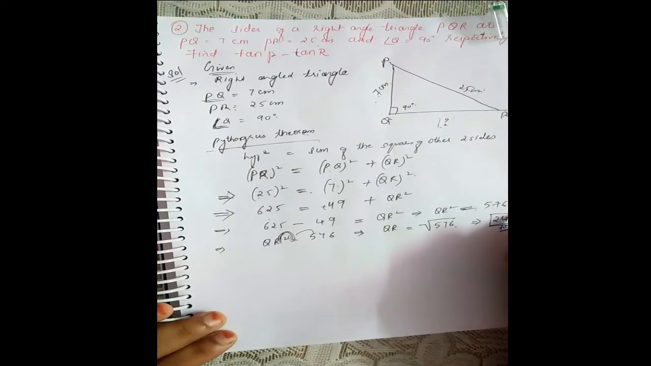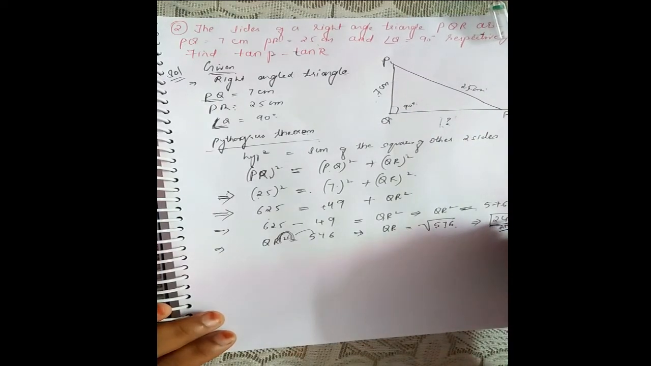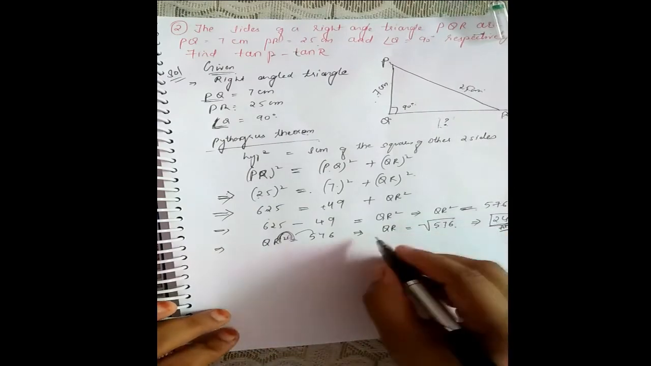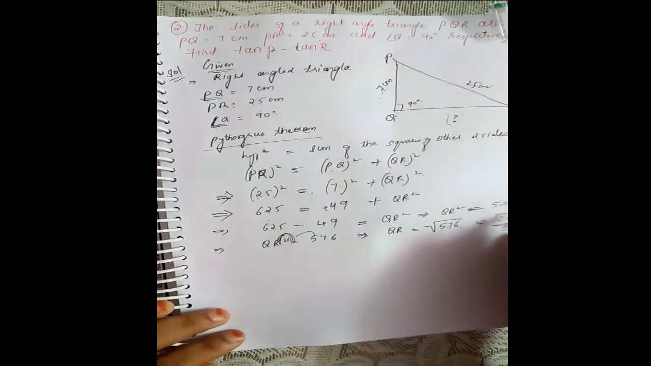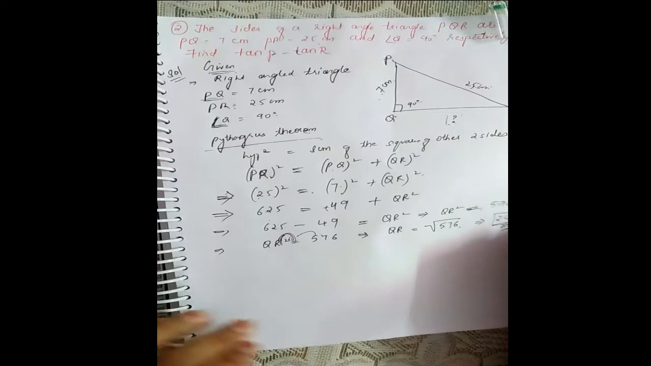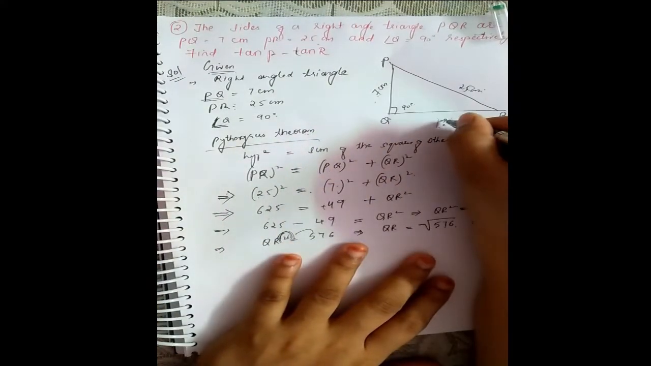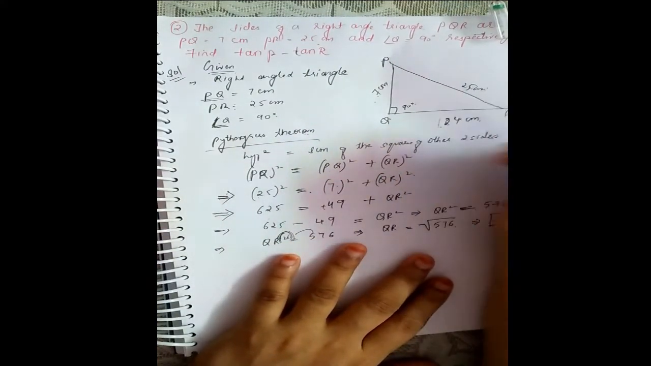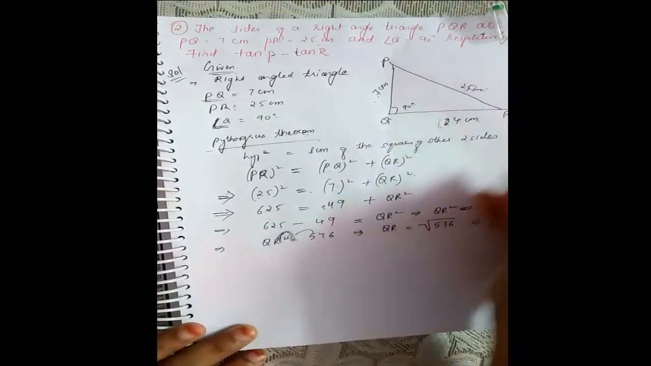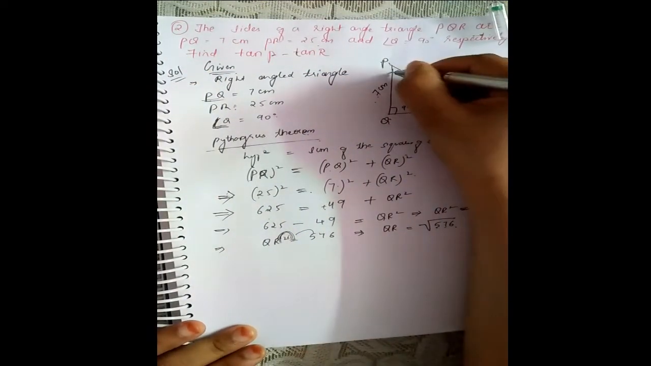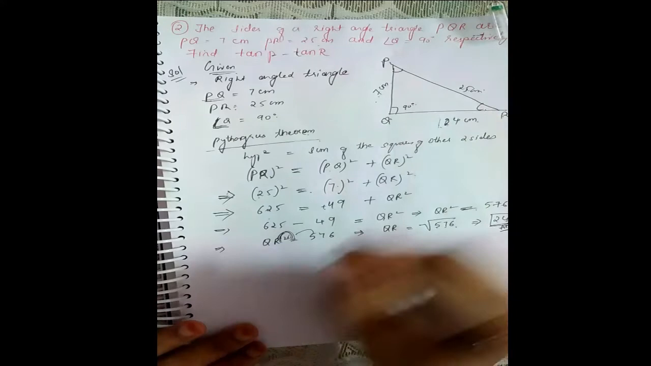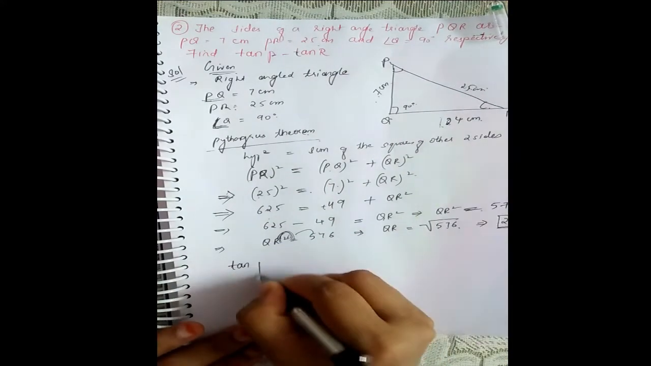Okay, this 24 is not the exact answer. What value did we get? This 24 is nothing but QR, right? So QR's value we got as 24 centimeters. Now actually the thing starts. We need to find this angle and this angle: tan P.